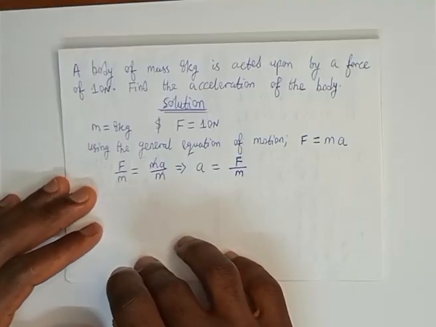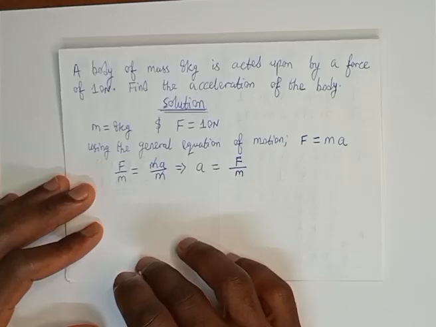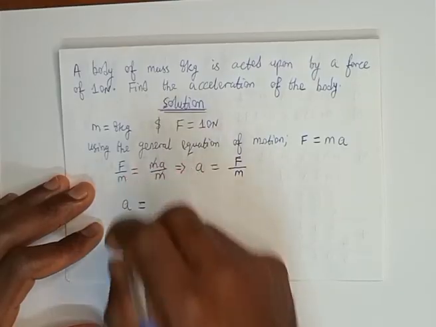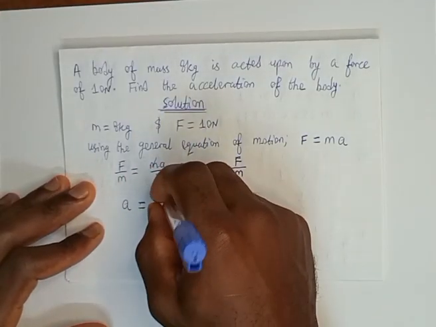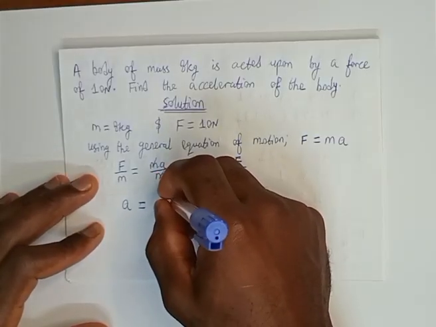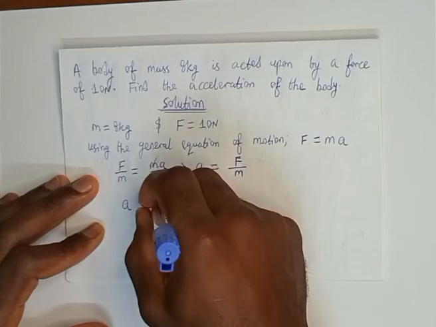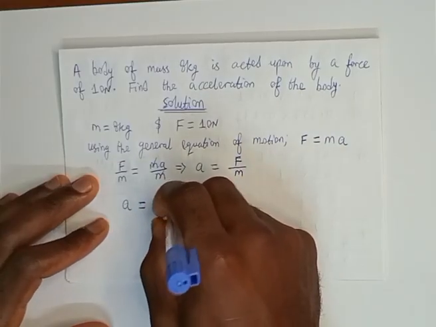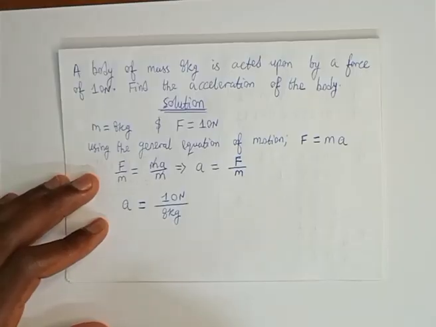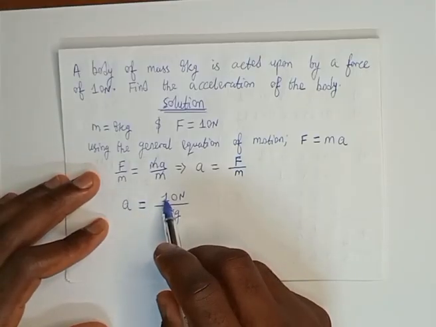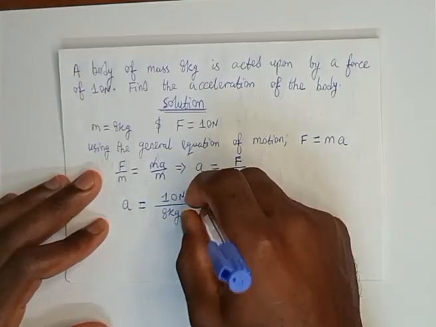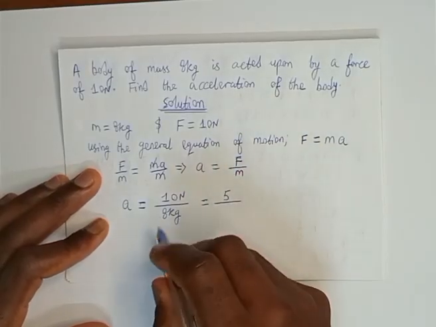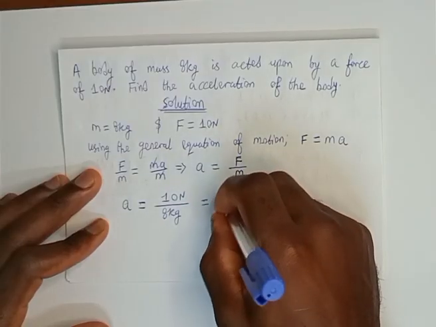Now we can proceed to find the acceleration of the body. The acceleration of the body A will simply be equal to, we divide the force which is 10 newtons by the mass which is 8 kg. 2 will go into 10 5 times, and 2 will go into 8 4 times.